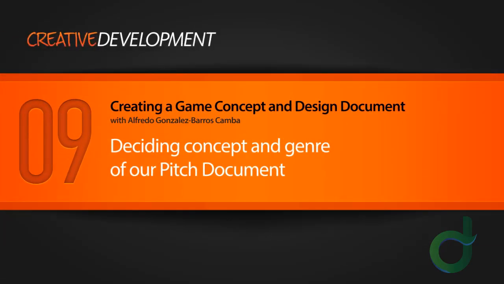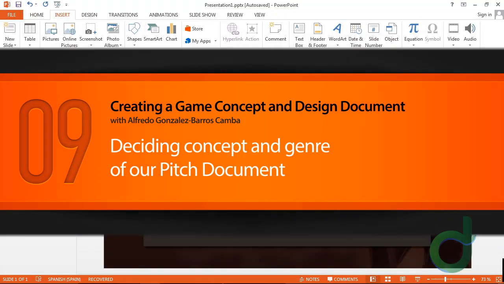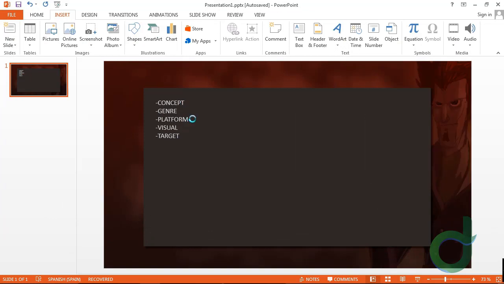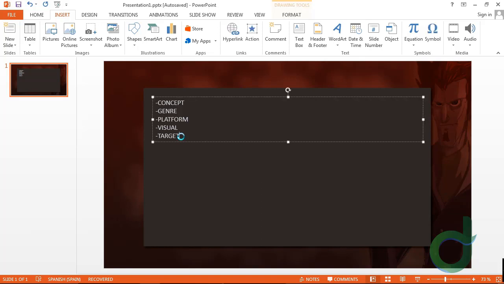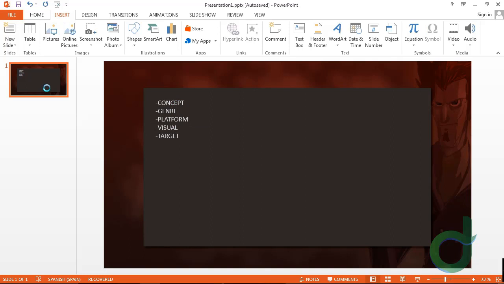In this lesson, we're going to define the features of our pitch document. Okay, so we have defined these 5 features that are going to be present on our pitch document. And we're going to start with the concept. So I'm just going to copy this slide, Control-C, and paste it, Control-V. And I'm going to work in this second slide. After that, we'll remove the first one.